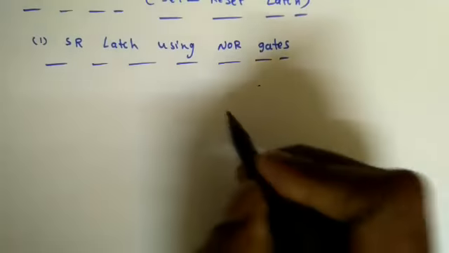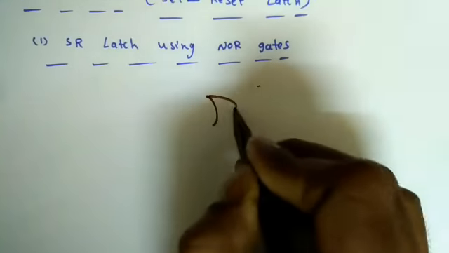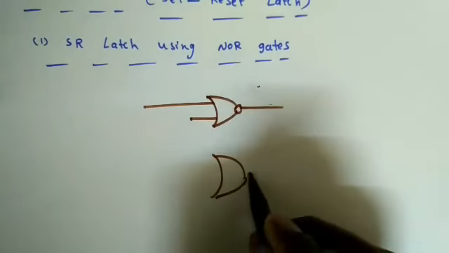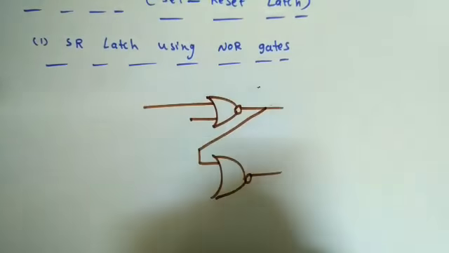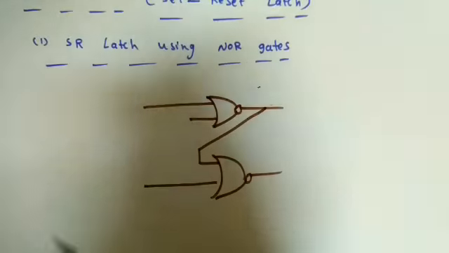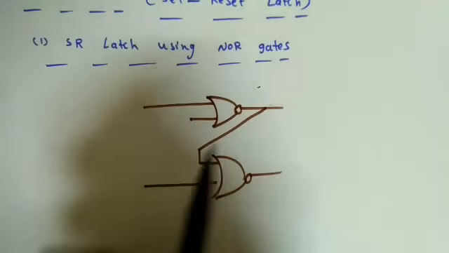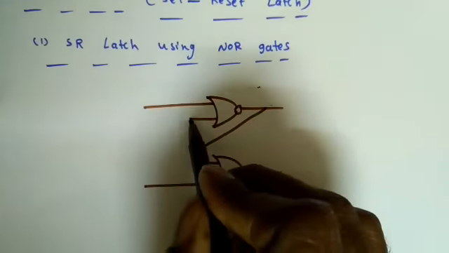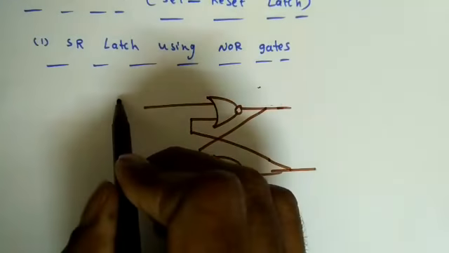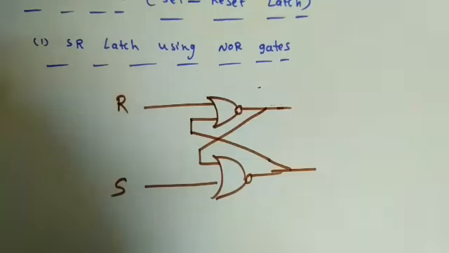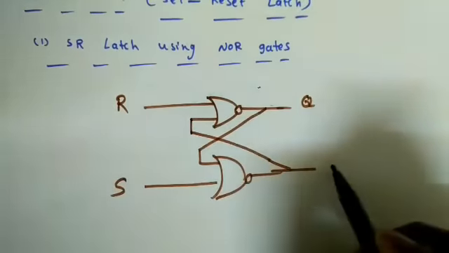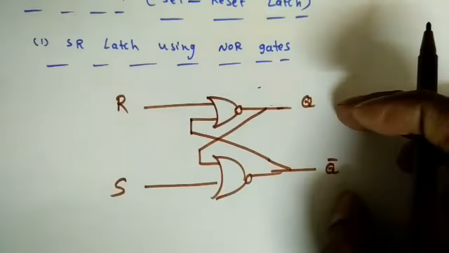Now I connect two cross-coupled NOR gates, something like this. The output of each NOR gate comes back and becomes an input of the other. These are the two external inputs. If I want to store the information 1, I have to give it externally, which is why these two inputs are there. Whenever you are using NOR gates, the first input is R and the second one is S. For R the output will be Q, and for S the output will be Q bar. So two inputs, two outputs.